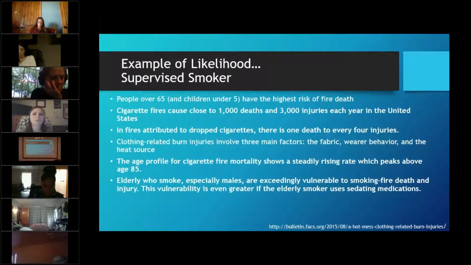So how many of you have smokers in your facility? How many of them are on meds that may interact with that? Okay, so they already have a likelihood of being more vulnerable, whether they're over 65 or not, just from that. If they're over 65, then you have a greater vulnerability.